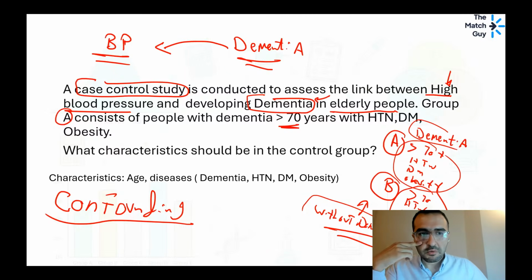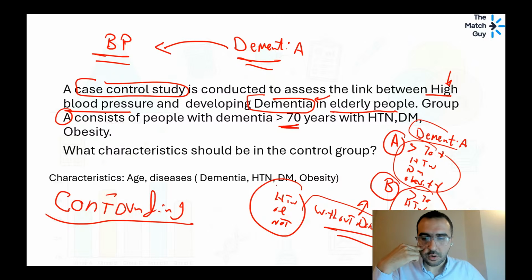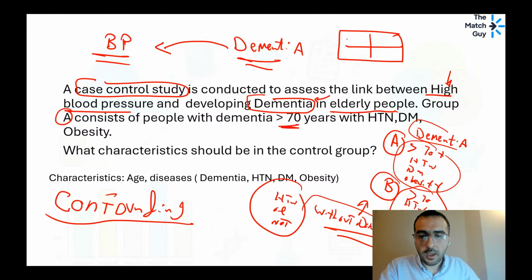What about the risk factor? Should it be with a risk factor like hypertension or not? Well, the answer is I don't care. I will get people without dementia and look for their blood pressure. If you're going to make a 2x2 table here, the disease, which is dementia, will be on the top.